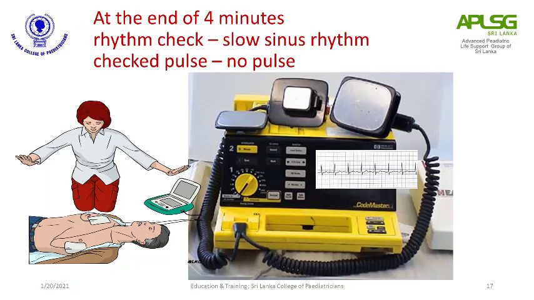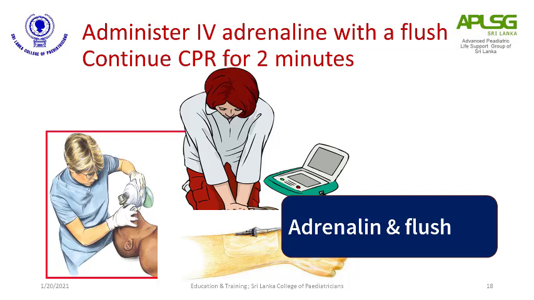At the end of 4 minutes, again pause the chest compressions and do a rhythm check. You notice a slow sinus rhythm, but when you check the pulse, there's no pulse. So pulseless electrical activity, or PEA, is confirmed. Restart the chest compressions and bag valve mask ventilation at a 15:2 ratio after confirming pulseless electrical activity.